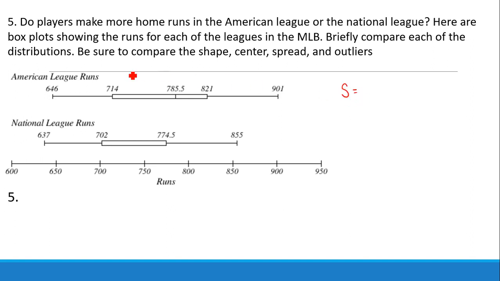So shape, remember my trick, go across, make a little hump where the median is, then you can see it a little bit better, although this one doesn't seem to have one for the NL, which I do not recall. The NL was kind of in the center around here. So shape, I would say American League is slightly skewed left. National League looks roughly symmetric.